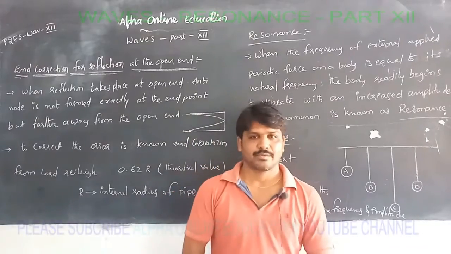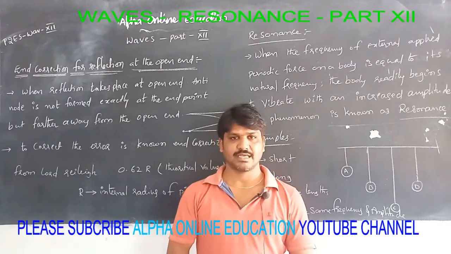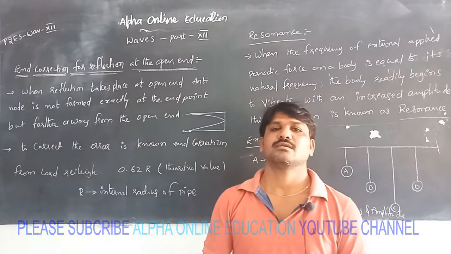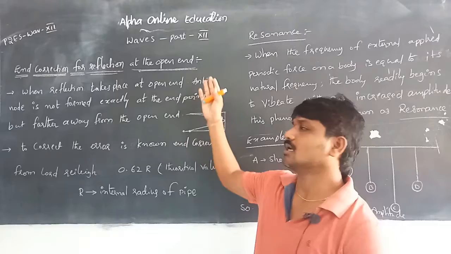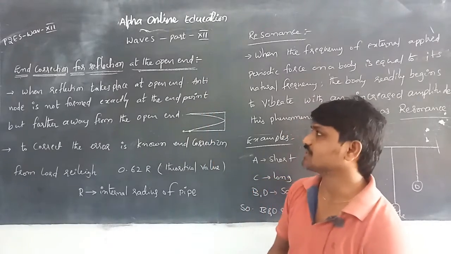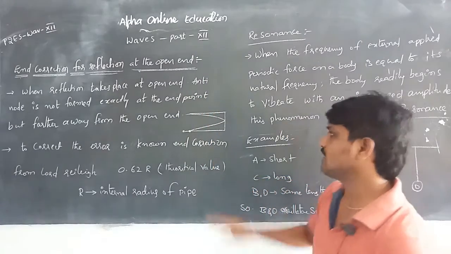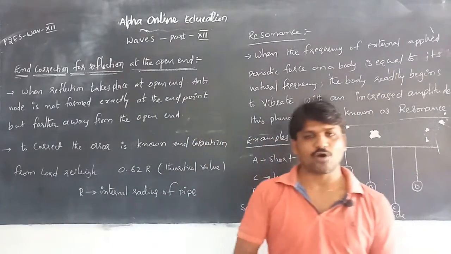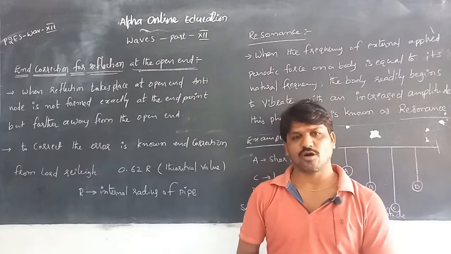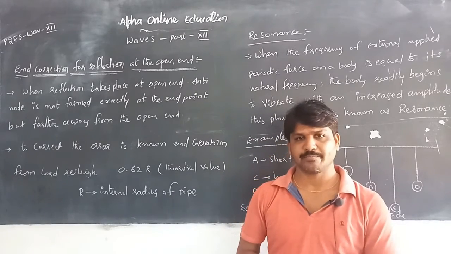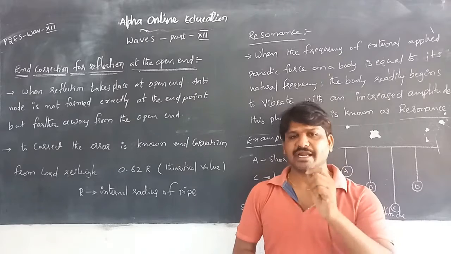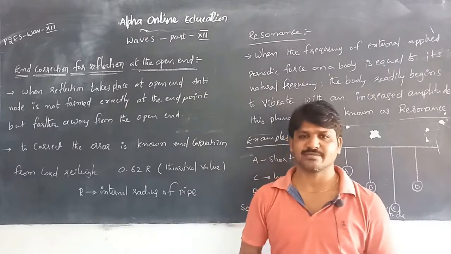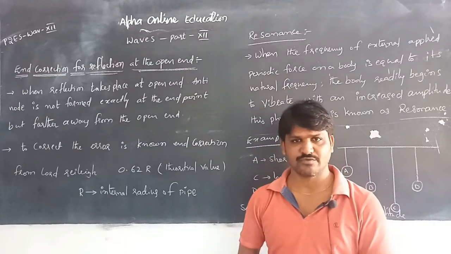Hello everyone. Today we are going to discuss end correction for reflection at open end. That means when air columns are formed in an open pipe or closed pipe, at the open end the antinodes are formed because the air particles are free to move to the maximum, so that's why antinodes are formed at the open end, as we all know.